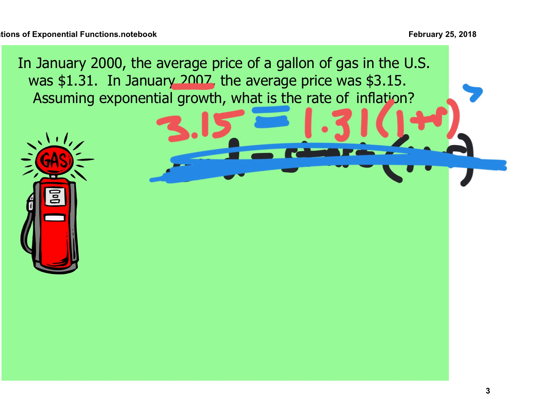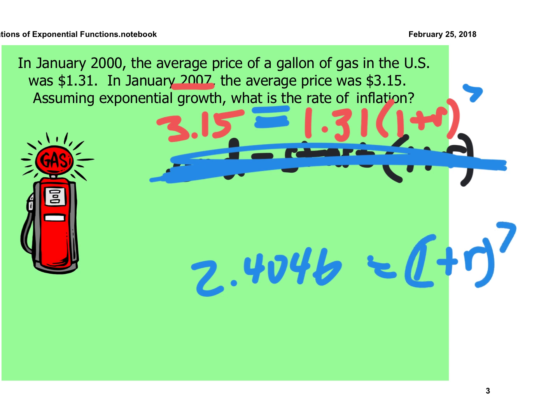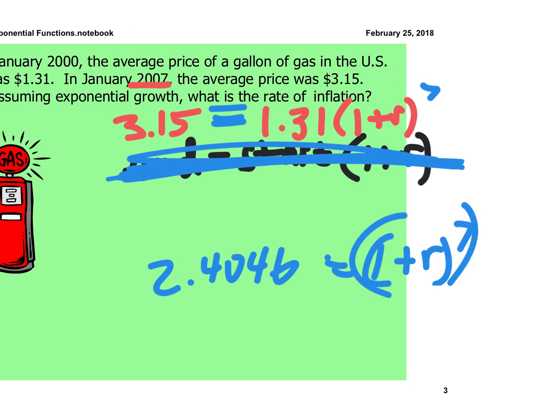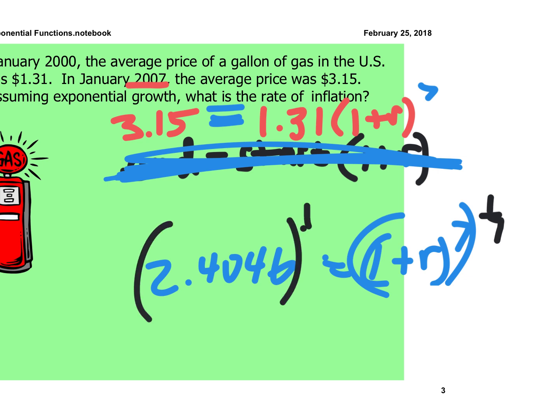All right, so I would have started 3.15 divided by 1.31. Then I would have put it to the power of 1/7. What is 2.4046 to the power of 1/7? Did you guys get 1.133? Okay. 1 plus r, so then we subtract 1 and we got about 13%. Raise your hand if you had that one right.